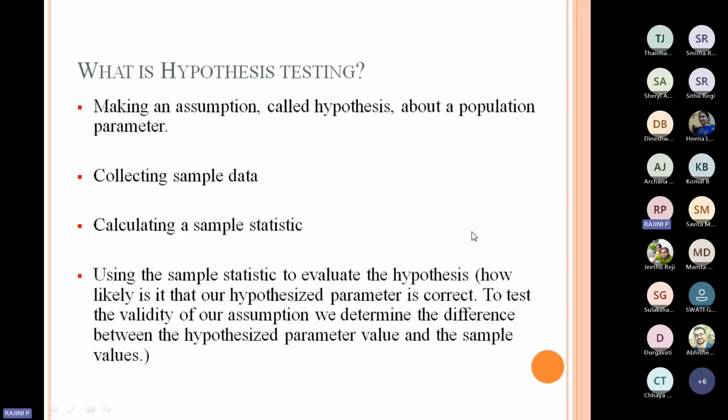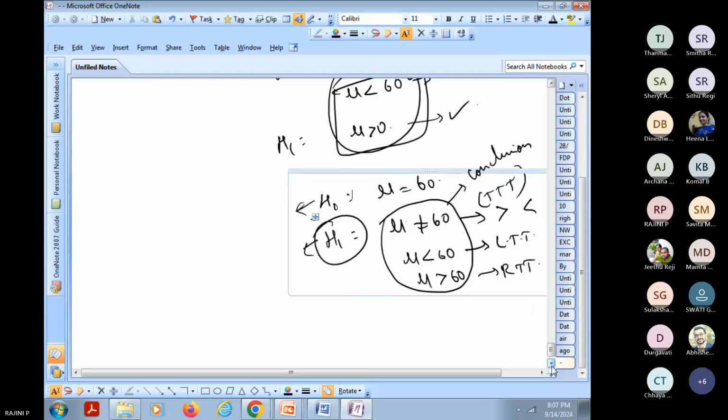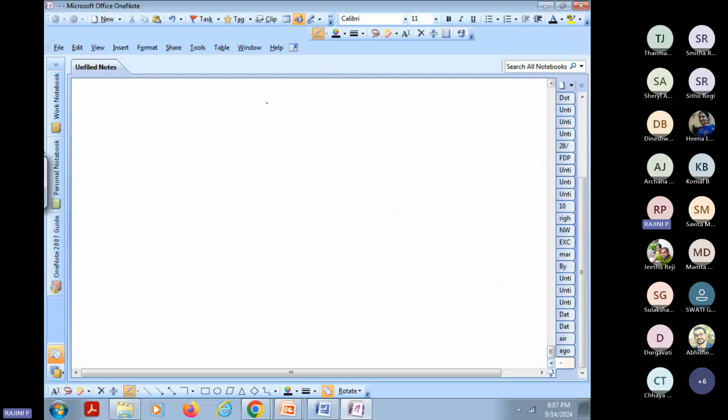Now, after the testing, what is the question here? I wanted to check whether, in my class, all the students are above average students. That is what I want to test. In the beginning, I'm taking all the students scoring 60, average students. So here, what do I have to prove?